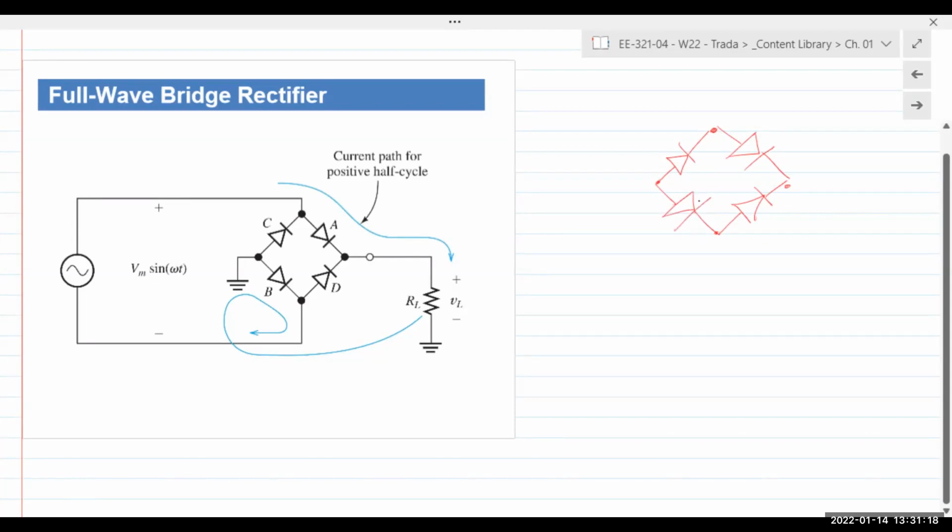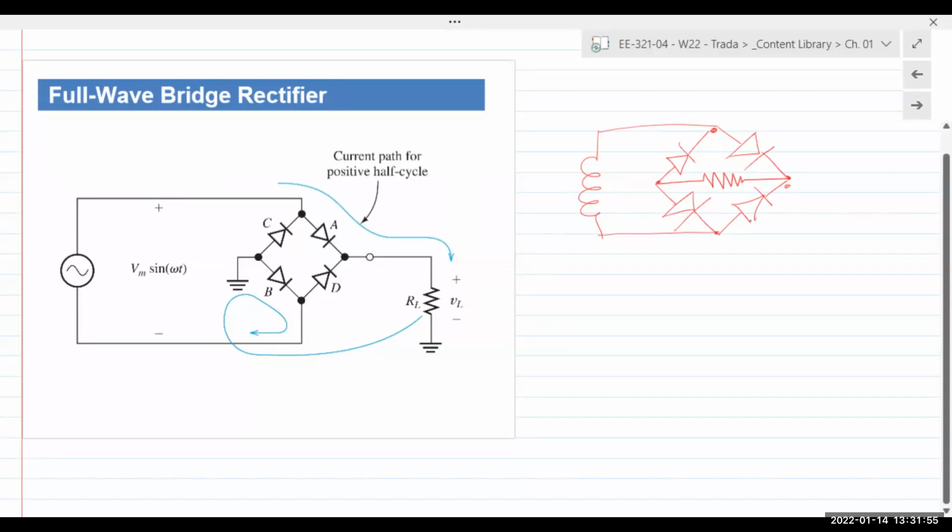Make sense? 2 pointing up, 2 pointing down. Now the place where the 2 cathodes come together is the positive output. So I'm going to put the resistor right in the middle. And then the other 2 points are where the input is coming from. So now you don't need a center tap transformer anymore. You simply take a regular transformer, connect it to the bridge rectifier circuit, and connect the load where the resistor is.